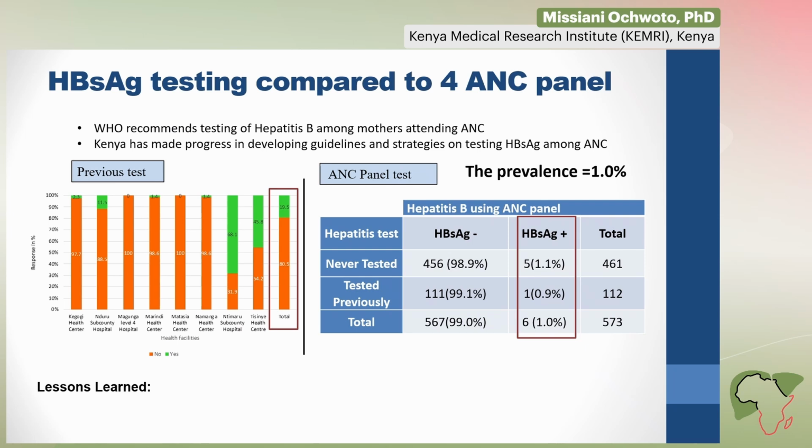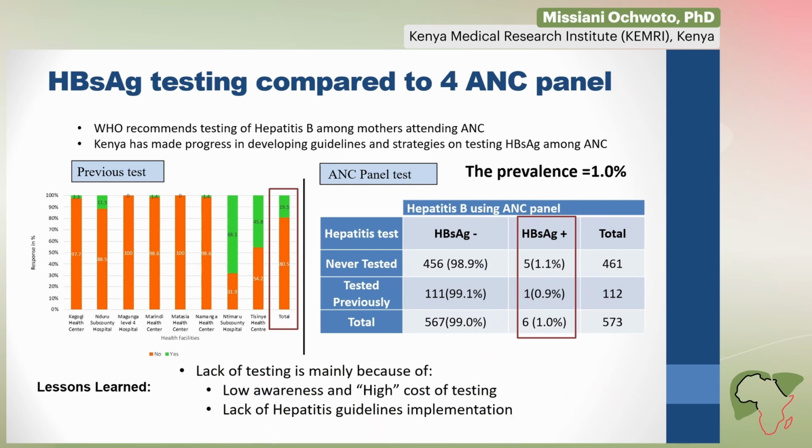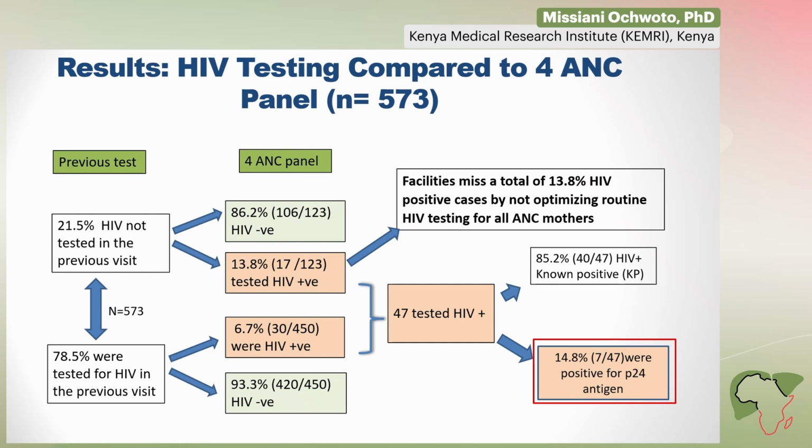The prevalence, yes, was low. It was at 1%. However, of all the mothers who tested positive, only one of them had done a previous test. That tells you that awareness is low, and that is the reason as to why the testing is also low. But some of them also say they don't test because of the high cost of the test at that particular time. And also, since we didn't have proper guidelines for hepatitis by that time, that also affected the testing.